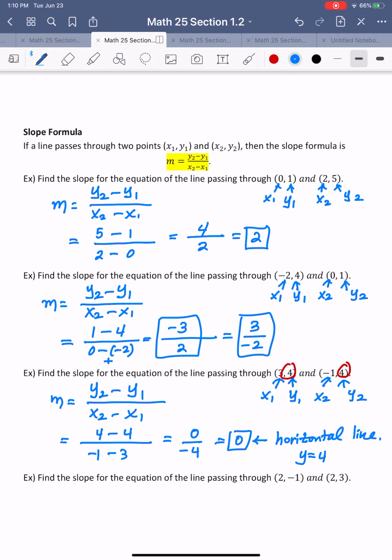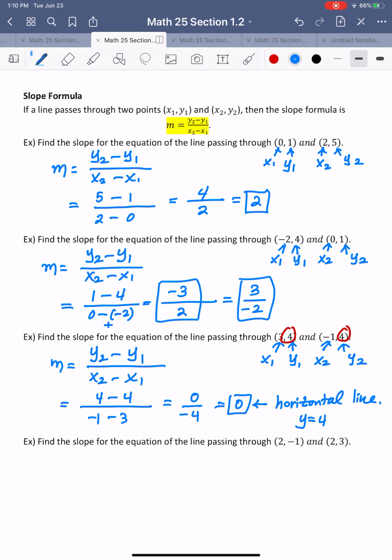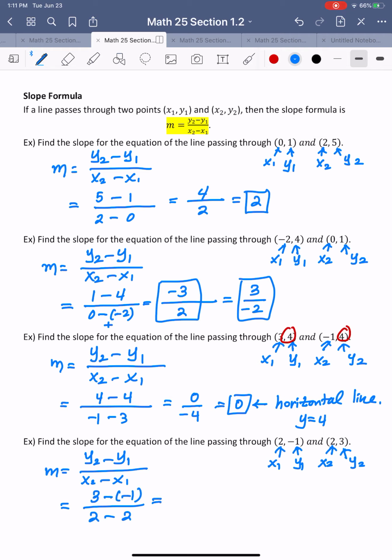The next question: find the slope of the line passing through (2, -1) and (2, 3). So 2 is x sub 1, -1 is y sub 1, 2 is x sub 2, and y sub 2 is 3. The slope formula is y sub 2 minus y sub 1 over x sub 2 minus x sub 1. Plug it in: 3 minus -1 over 2 minus 2. The negative becomes positive, so 4 over 0, which is undefined. An undefined case means you cannot describe the slope. As you notice, the x value just stays at 2, right?